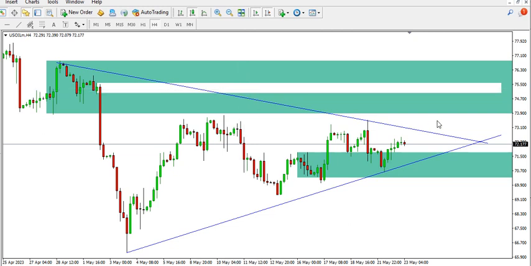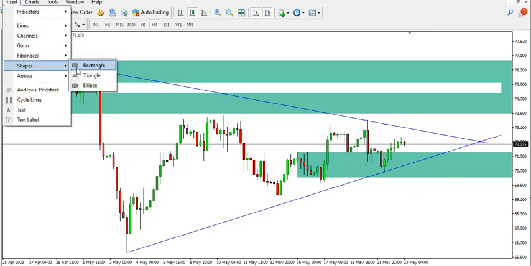Price might get to that point, but for now we have this descending trend line and this ascending trend line giving us a triangle. A breakout of the triangle might possibly give us the direction of price.